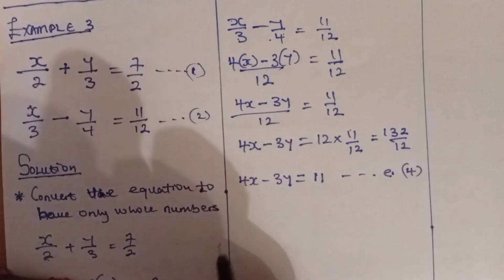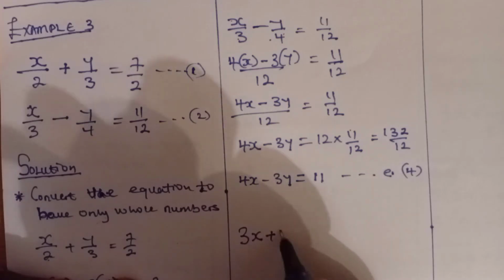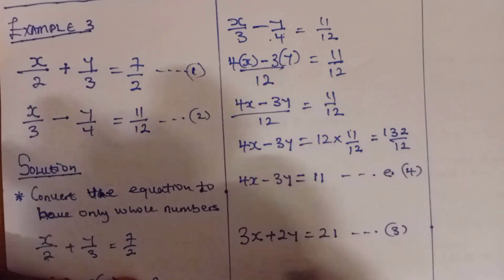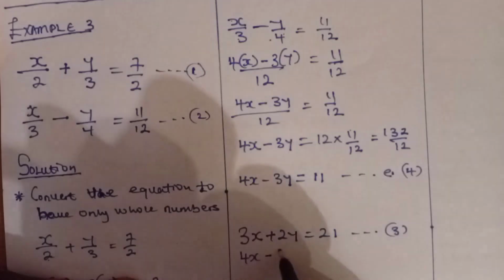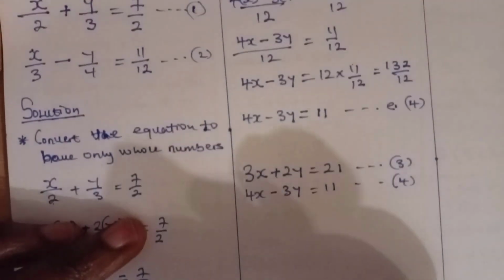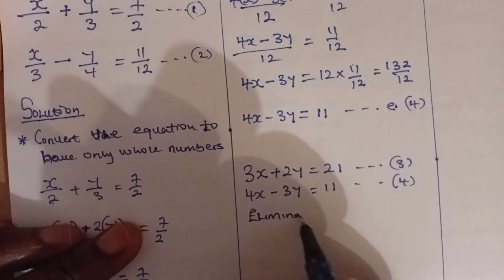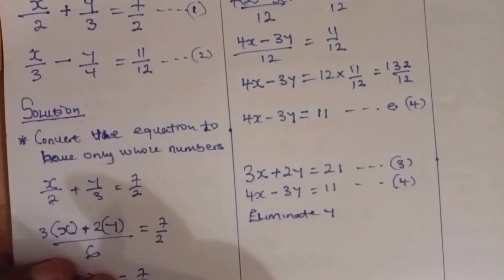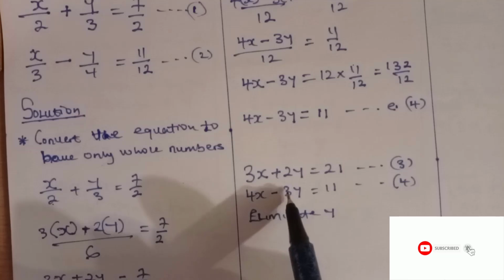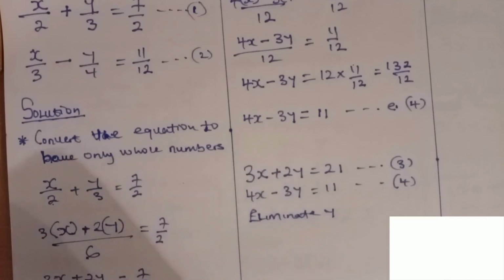So let's write out the two equations again. We have 3x plus 2y equals 21, equation 3, and then we have 4x minus 3y equals 11, equation 4. Now we want to eliminate y. For us to eliminate y, we need to make the coefficient of y in equation 4 the same as the coefficient of y in equation 3.